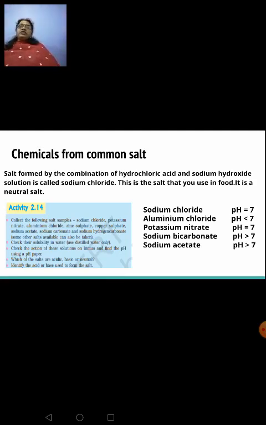Sodium chloride has a pH equal to 7, so it's a neutral salt. Aluminium chloride is having pH less than 7, so it's an acidic salt. Potassium nitrate again pH equal to 7, neutral salt. Sodium bicarbonate pH greater than 7, so it's a basic salt. Sodium acetate is also a basic salt. So these examples you should know for acidic salt, basic salts and neutral salts.